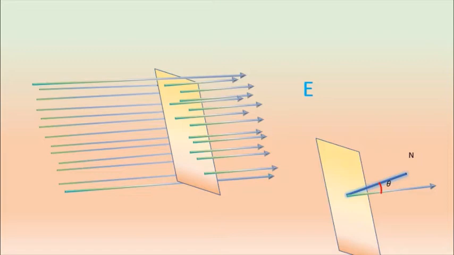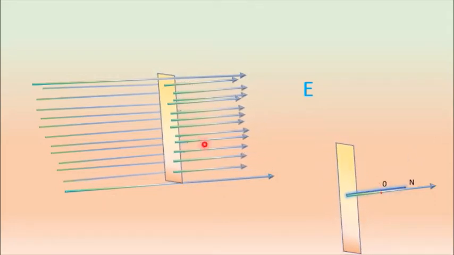The angle between the normal to the surface and the electric field is decreasing. Electric field lines are normal to the surface. The angle between the normal to the surface and the electric field line is 0.